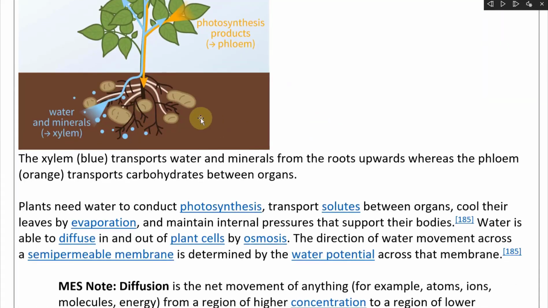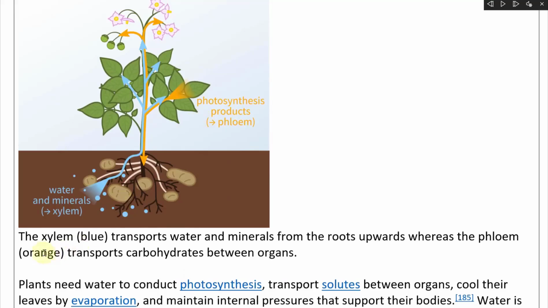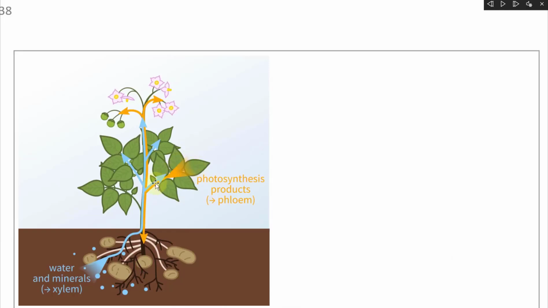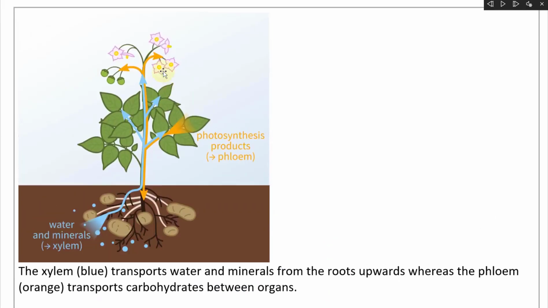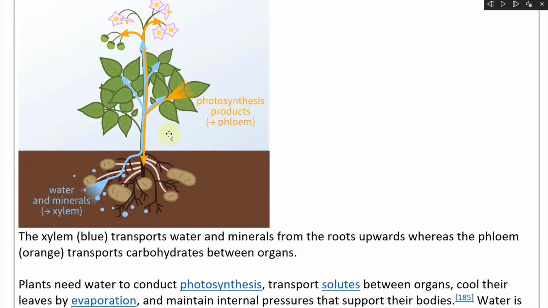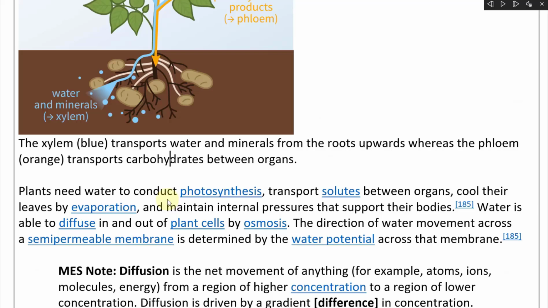All right, let's continue further here. So here's a diagram we've seen before. The xylem, blue, transports water and minerals from the roots upwards, whereas the phloem, orange, transports carbohydrates between organs. The orange gets carbohydrates, basically photosynthesis products, sugar, etc. And then this goes over between the organs of this plant, all the way down here, up and down, etc. And then water and minerals in the xylem get transported usually from the roots, going upwards there. Very interesting. All right, let's continue further.